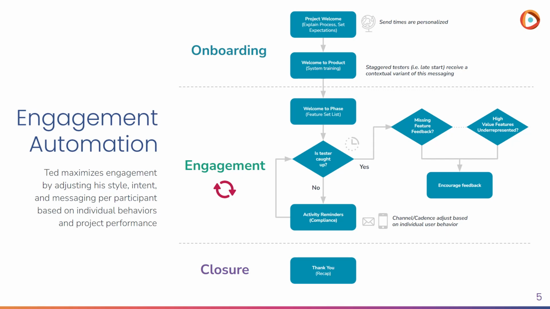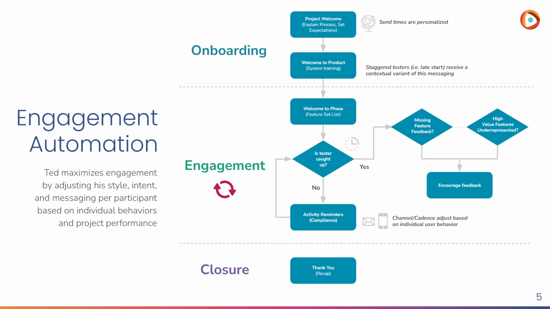Now, during engagement phases is where Ted really does the most work here and provides the most lift. So he's going to welcome testers to the phase and send them a feature set list. And then after that's out, he's going to make sure that the testers are caught up. So if they're caught up, he'll see if there's any features that are missing feedback. So if a tester completed an activity and rated a feature but didn't submit any feedback, he'll encourage that feedback. But he'll also check to see if our high value features are underrepresented. So if we don't have enough feedback on these high value features, or not enough testers are completing their activities, we can push them towards completing those activities and encouraging that feedback.